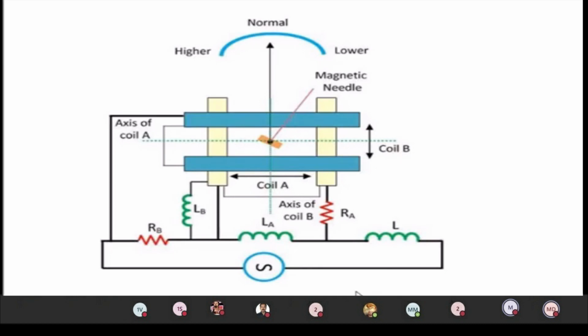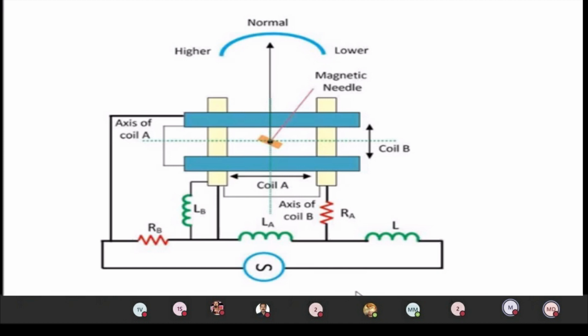Only the inductance is going to react depending upon the changes in frequency. So for higher frequencies, the inductances LA and LB of the coil increase. The resistances RA, RB are going to remain the same. Since the inductance increases, the impedance of coil A also increases. So this is the nature. Since the inductance of coil A increases, the impedance of coil A also increases.